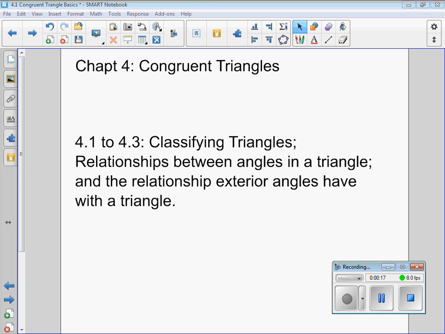This lesson is going to cover concepts 1, 2, and 3. Basically, we're looking at classifying triangles, relationships between angles in a triangle, and the relationship an exterior angle has with a triangle.